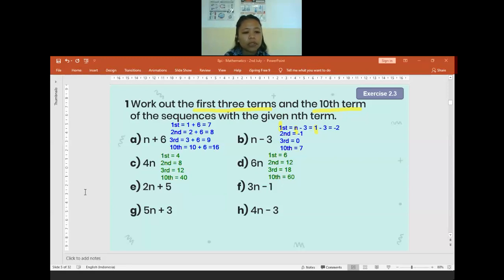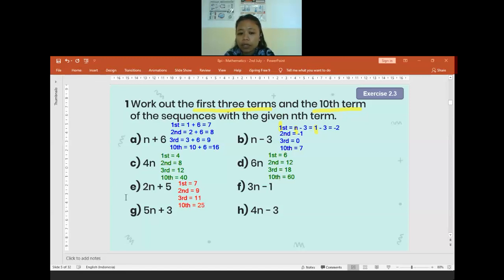What is the first term of 2n plus 5? Okay, the first term will be equal to 7. What about the second term? 9. Okay, the third term? 11. Good job. The 10th term? 25. Okay. Anyone get confused?